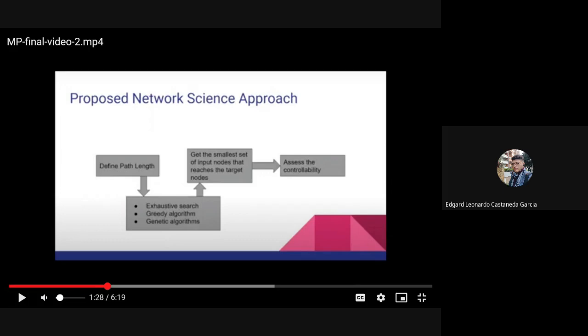Our computation was limited by the size of our computers, right? Because these were very big data sets.